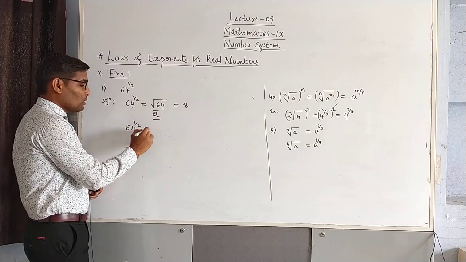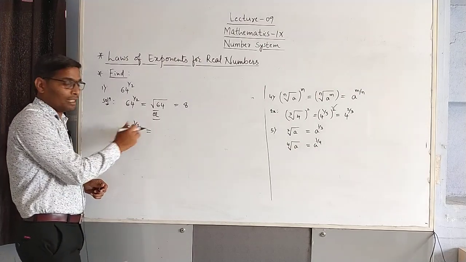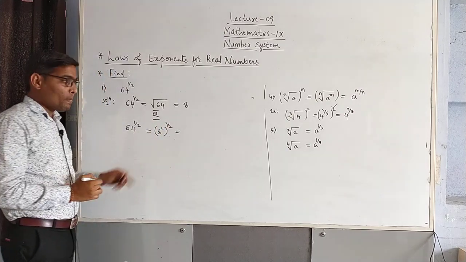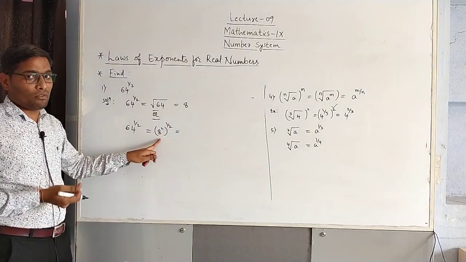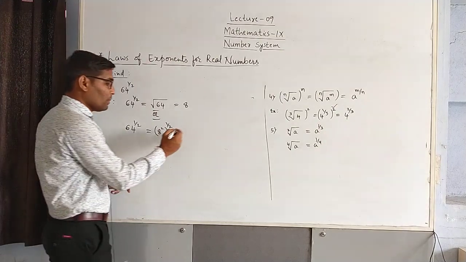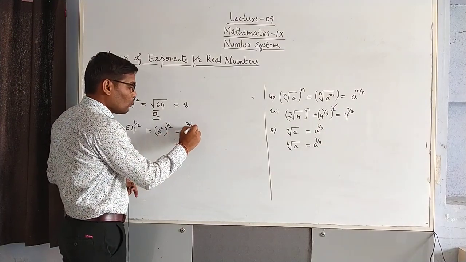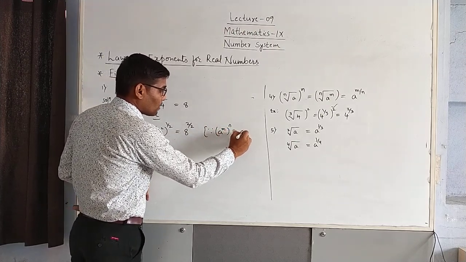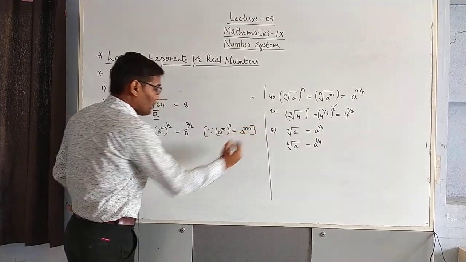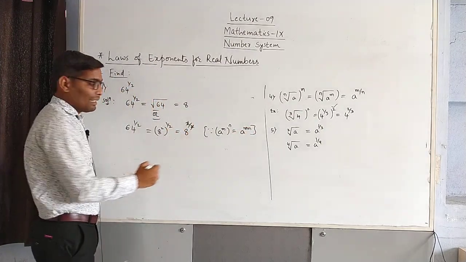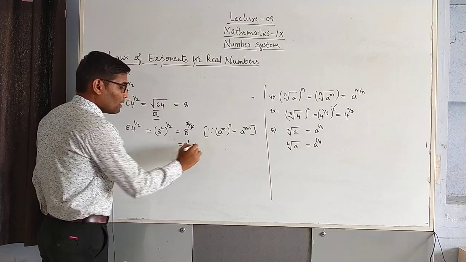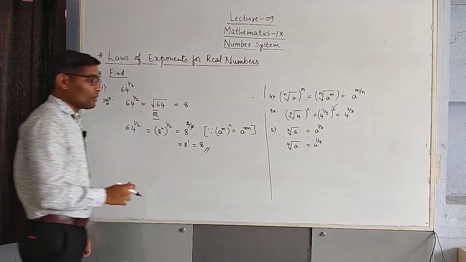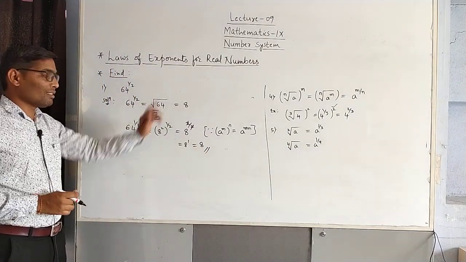64 to the power 1 by 2, 64 can also be written as 8 square, then whole to the power 1 by 2. Now here we can use the formula, that is power of a power, then it will become 8 to the power 2 by 2. Here we have used the formula 8 to the power m whole to the power n equals 8 to the power m into n. Then these two get cancelled, then remains 8 to the power 1. Then any number to the power 1 is the number itself, then the value will become 8. So this is also another method of solving the same problem.